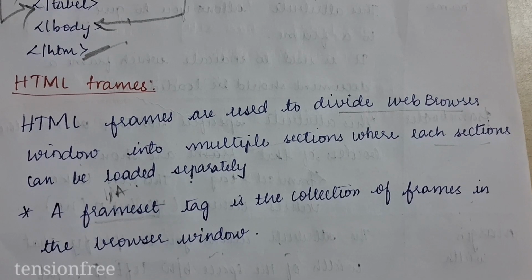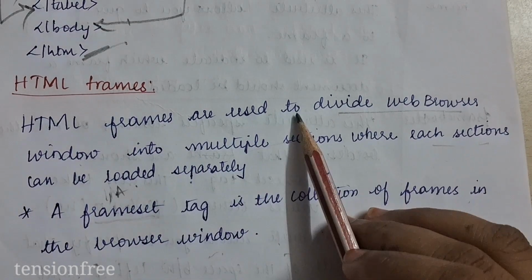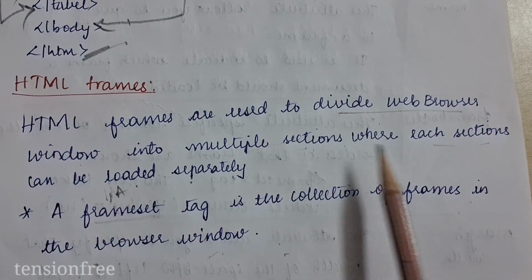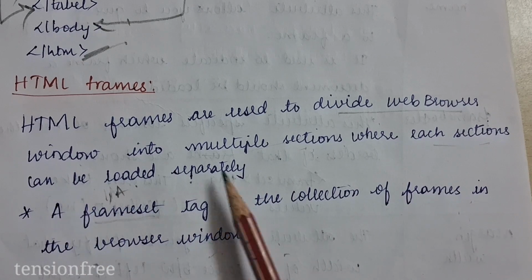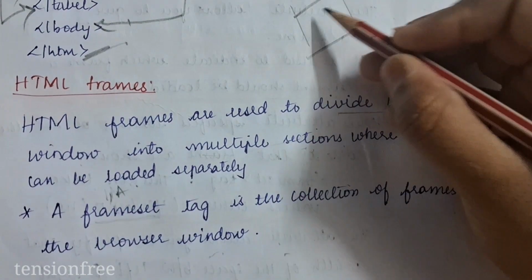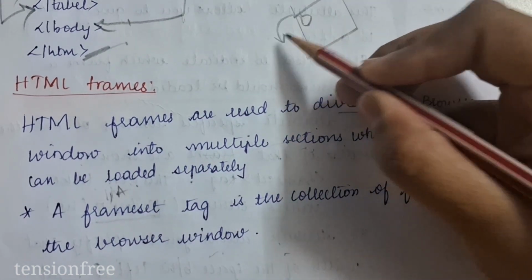We are discussing the HTML elements. In the previous videos, we have covered the HTML tags, lists, links and tables. Coming into this video, we're going to discuss the HTML frames. HTML frames are used to divide the web browser window into multiple sections, where each section can be loaded separately. To divide a web browser, we use frames, where each section will be loaded separately.